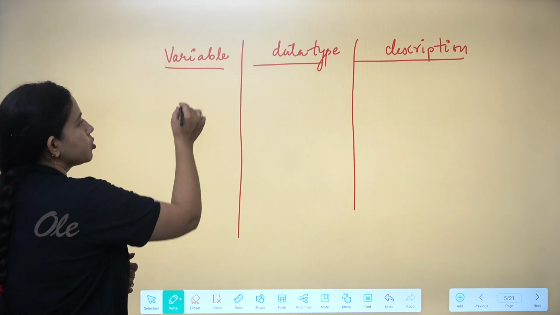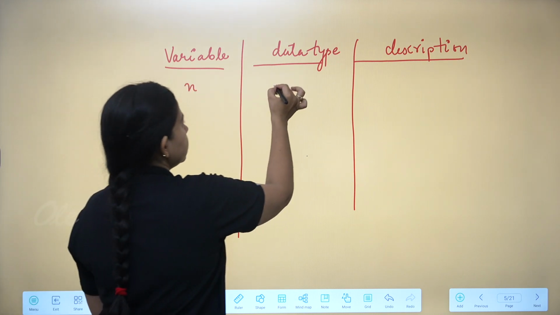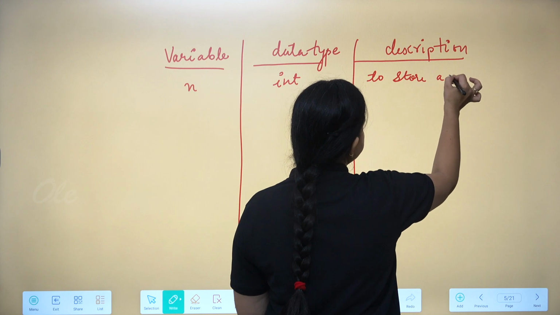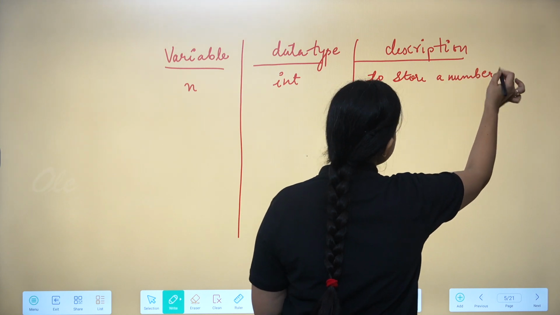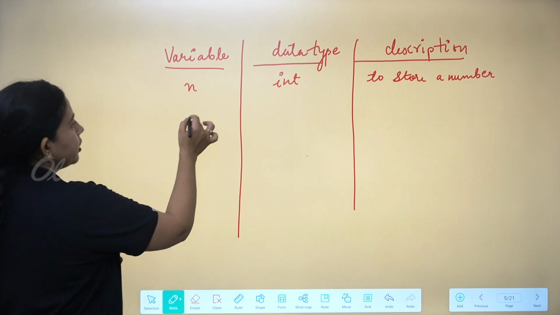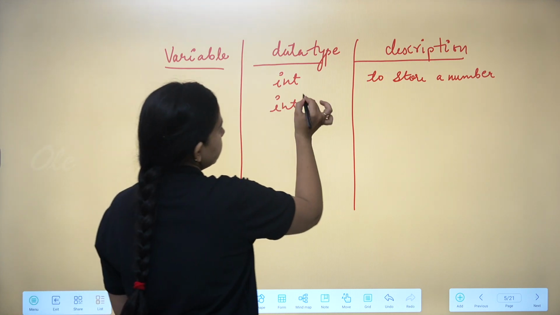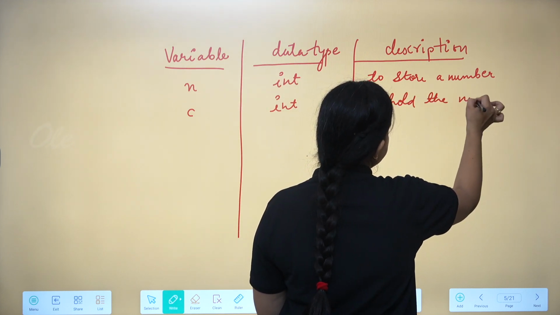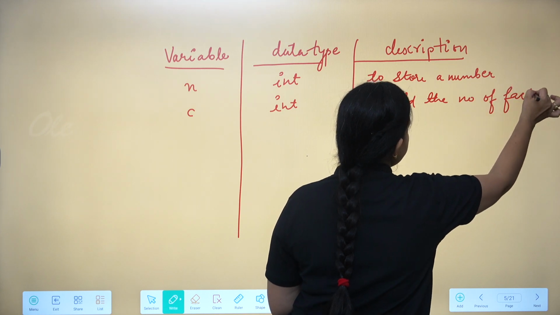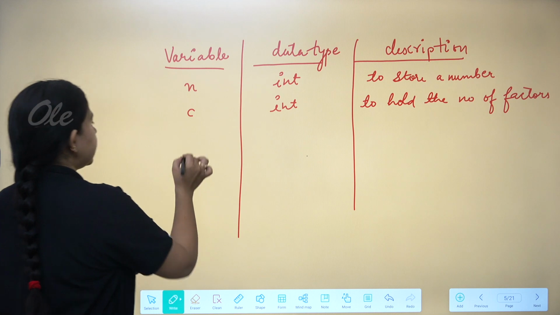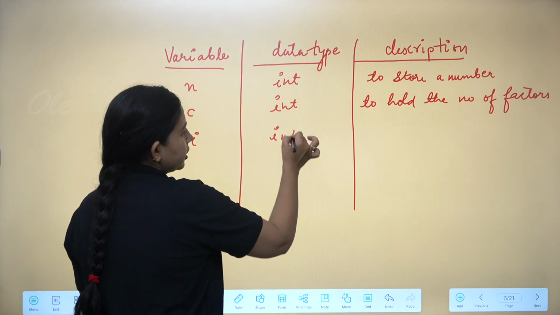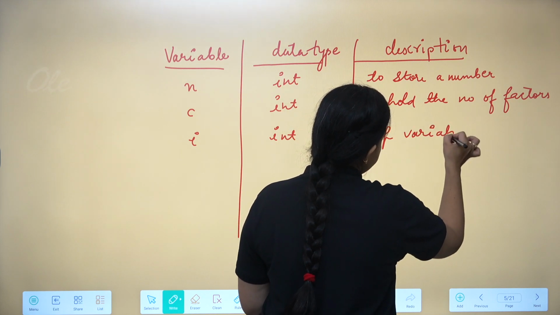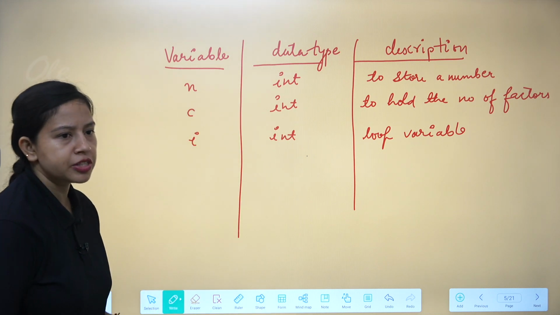So how many variables have we used? We have used the small n. Yes, the data type of that is int. What is the purpose? To store a number, any number which is given by the user. Followed by C, that is also an integer data type, to hold the number of factors. Any other variable? That is I. It is also int, and it is a loop variable. That value can be changed and is dependent on the loop. So you can simply mention loop variable.